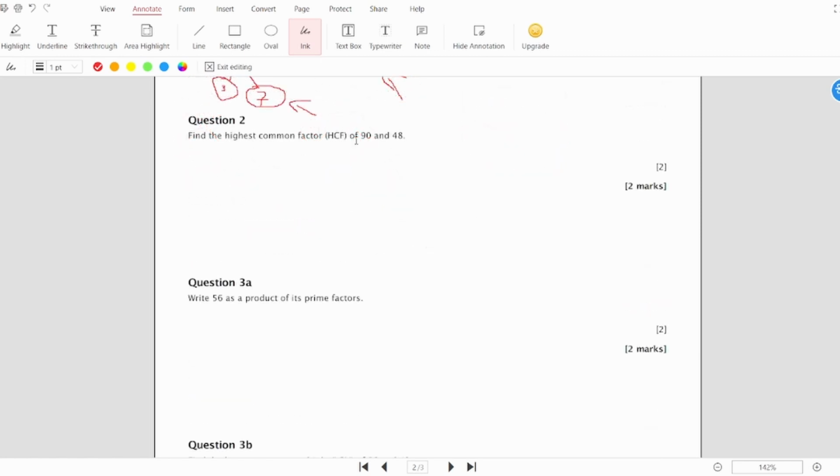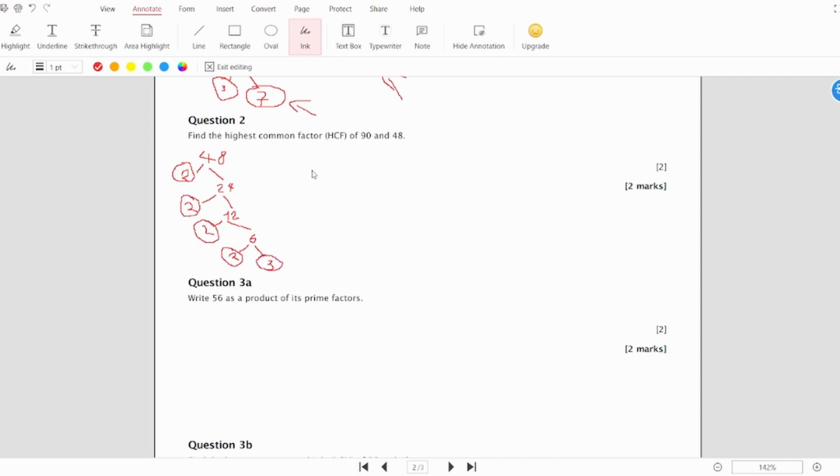Find the highest common factor of 90 and 48. We're going to do the exact same, and I'm going to go through it with you. 48, you do 2, so that's 24. 2 again, that's 12. 2 again, that's 6, and you can do 2 again. Then you're left with 3. That's a prime number, so you cannot go any further. You can circle it.